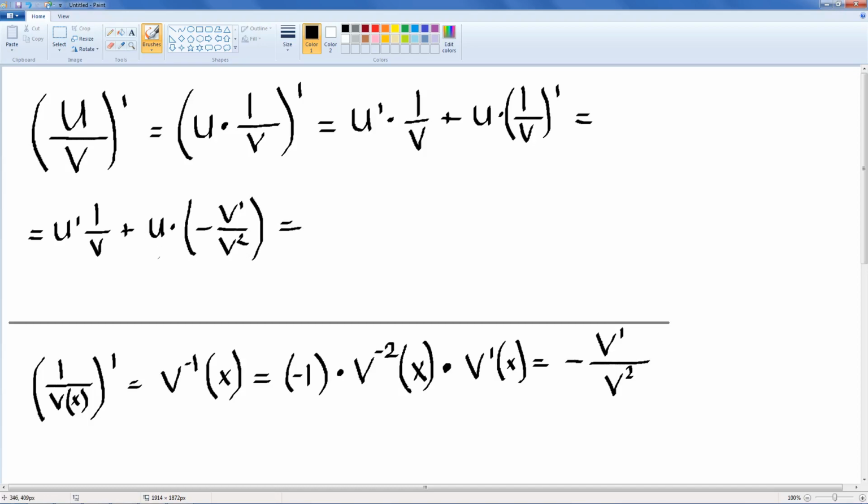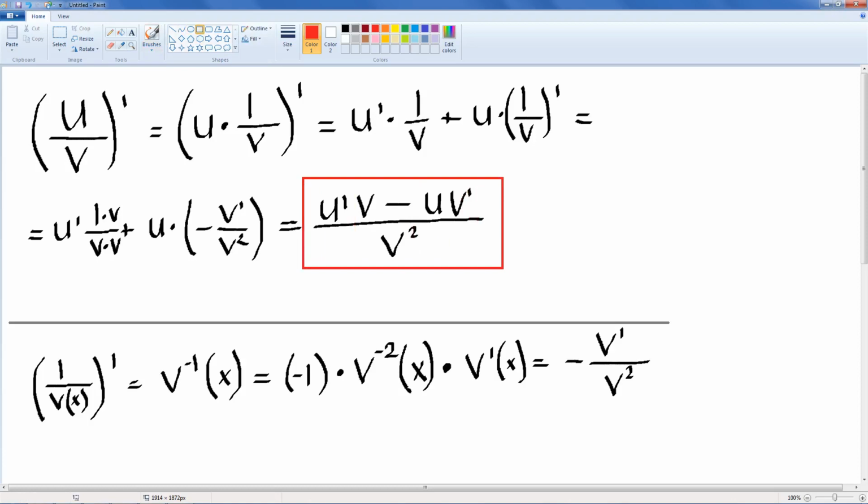Now we want to set this to the common denominator, so we're going to multiply by v here. And so what we're going to get is u prime v, and we have minus over here, so minus u v prime, and all of that over v squared. And that, ladies and gentlemen, is the answer.